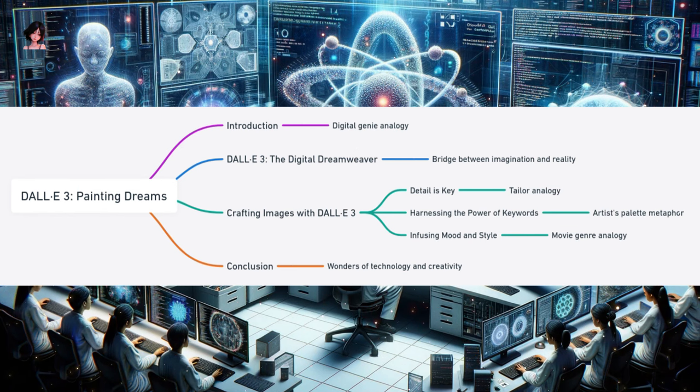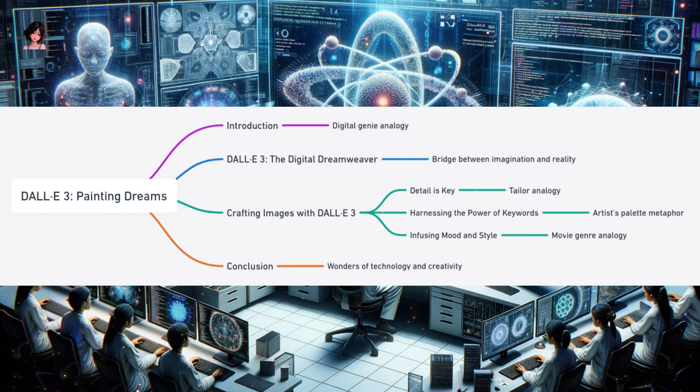Harnessing the power of keywords: think of keywords as the main colors on an artist's palette. They set the tone and theme of the image, guiding DALL-E 3 to your vision. Example: for a mystical scene, keywords might include unicorn, waterfall, rainbow, and enchanted forest.